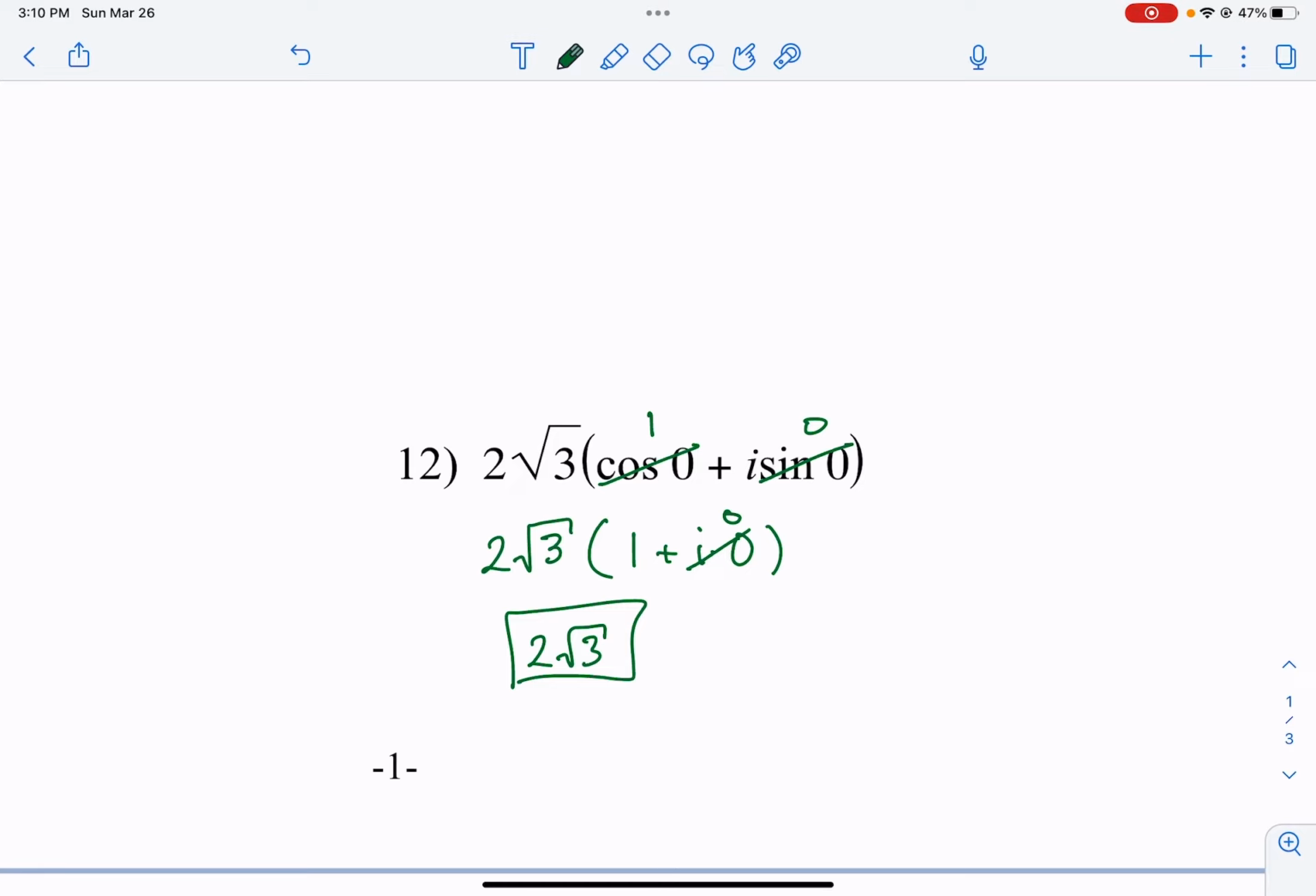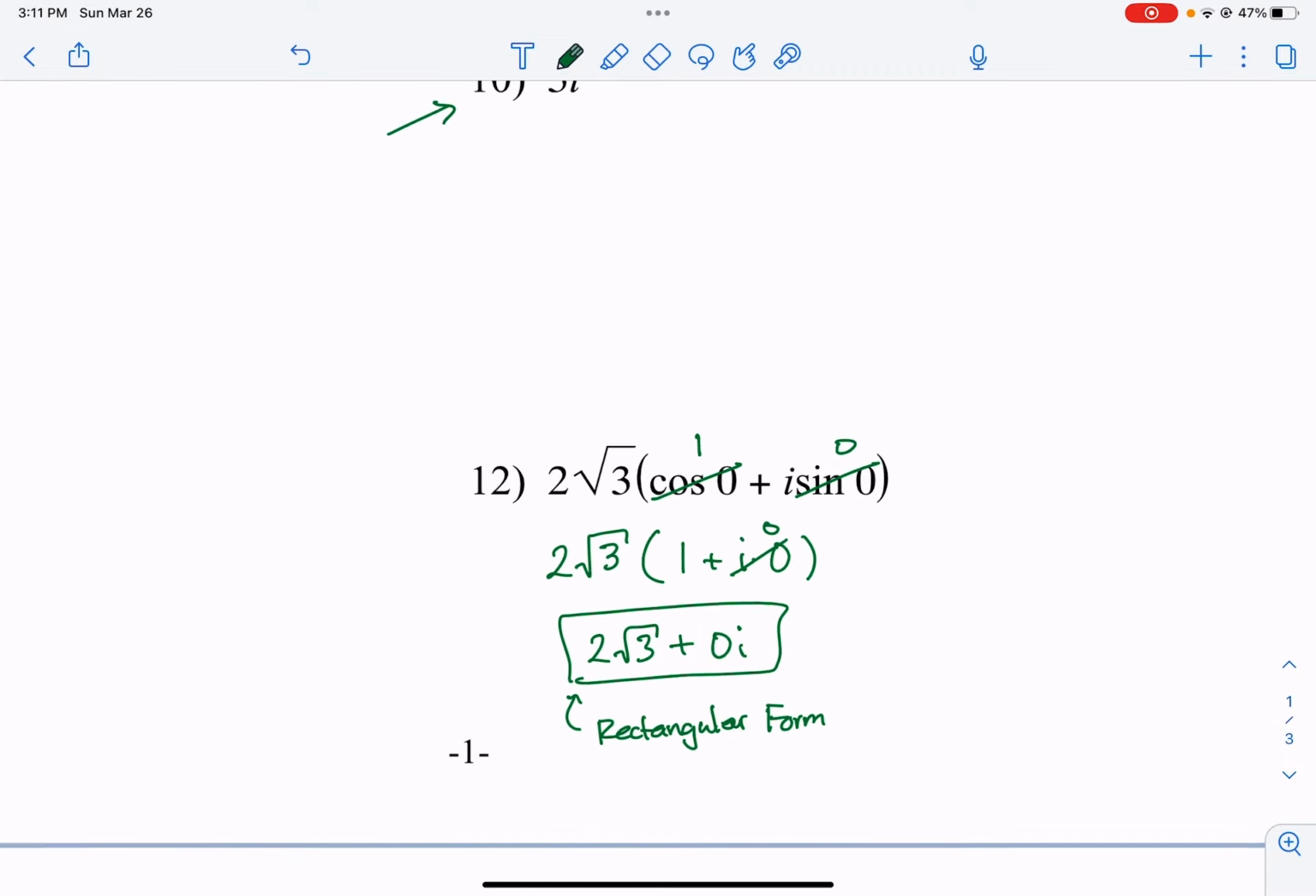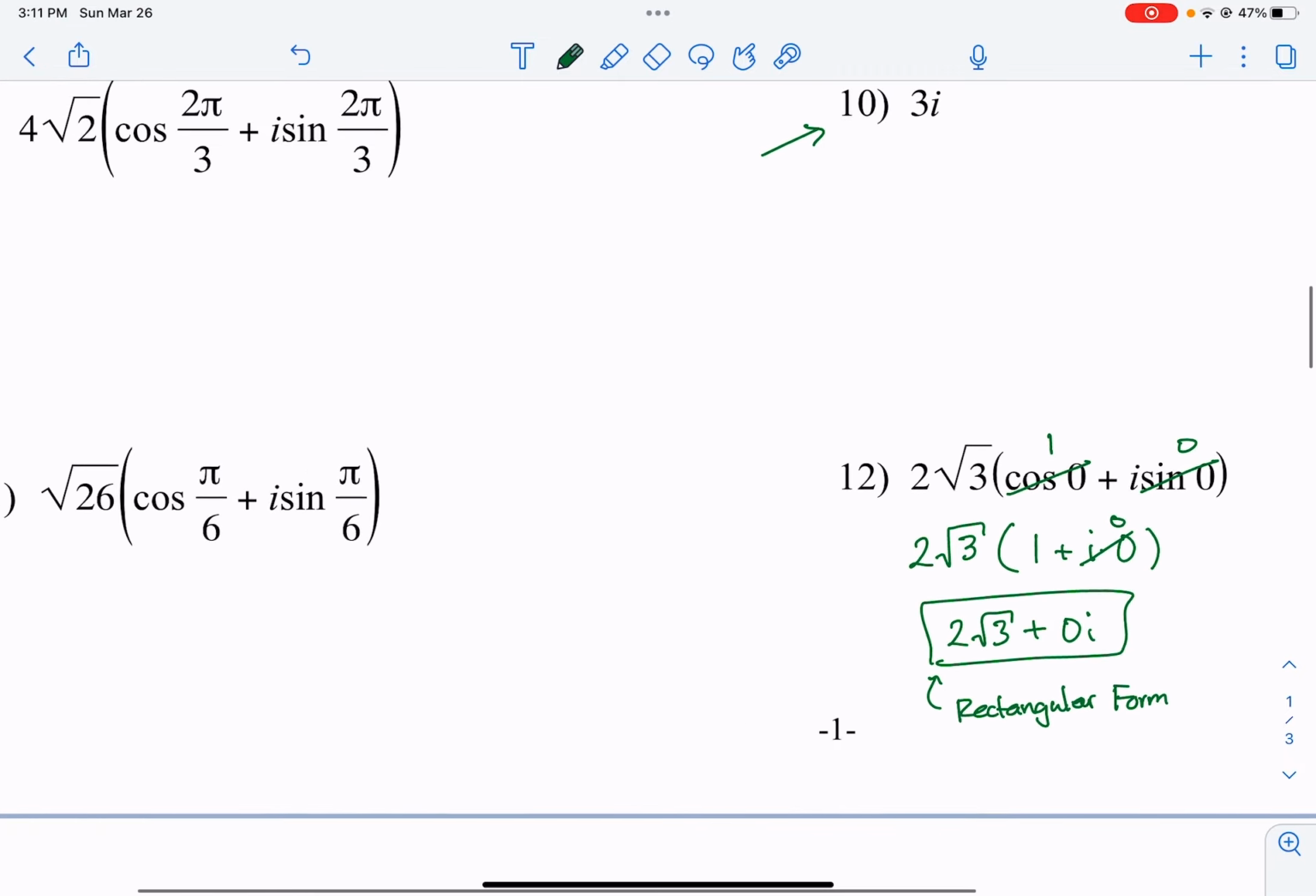So I know it's just a real number, right? It doesn't have an i in it. I guess what you could do, if you really want it to be fully in rectangular form, you could say plus 0i. That's fine. You could do that. But really, basically, the rectangular form for this complex number just has a real component. The imaginary component is 0, so the i goes away. But that would be your answer. So this one turned out to be kind of simple.